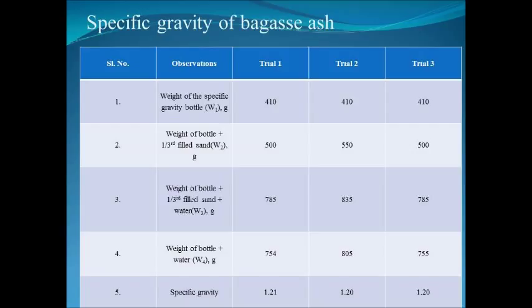Specific gravity of Bagasse Ash. We need to find out the specific gravity of Bagasse Ash, so we have carried out the test, same as for cement. Trial 1, trial 2, and trial 3 have been carried out. From this we have found that the average specific gravity of Bagasse Ash is 1.2.